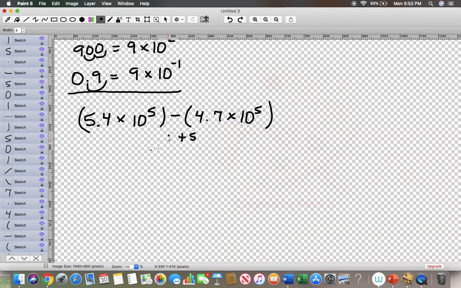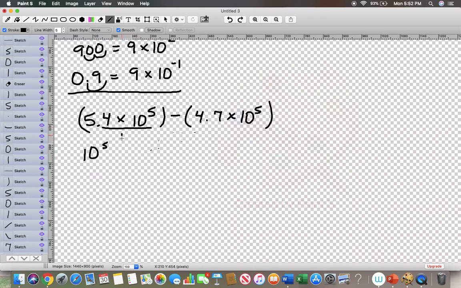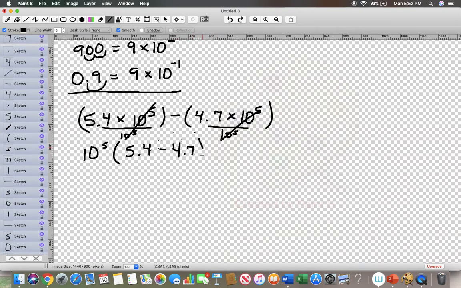Remember, what is common in these two terms? Well, 10 to the 5th is common. So can I divide out a 10 to the 5th and a 10 to the 5th here? Can I pull that outside the parentheses? Well, sure I can. 10 to the 5th divided by 10 to the 5th, I'm left with 5.4 minus 10 to the 5th. Oh, that's 1, so I'm just left with 4.7 over here.